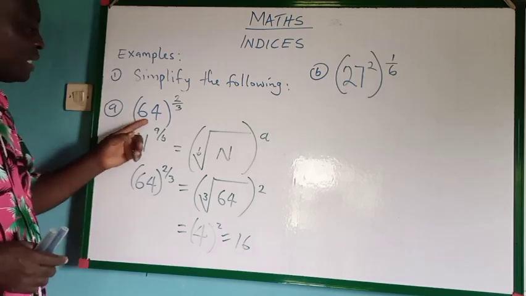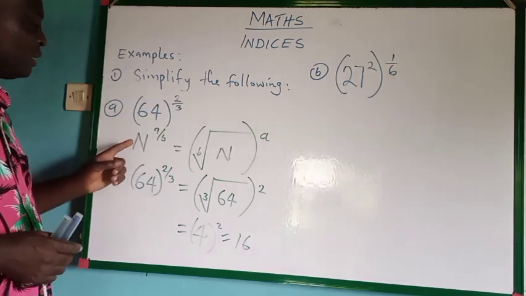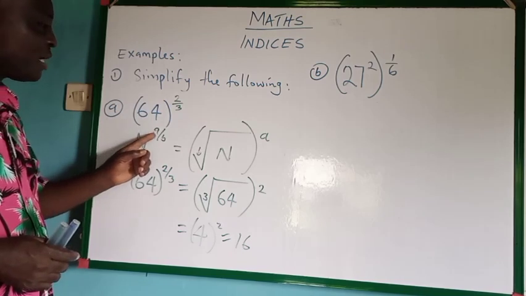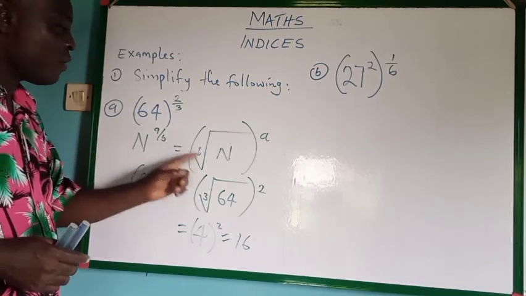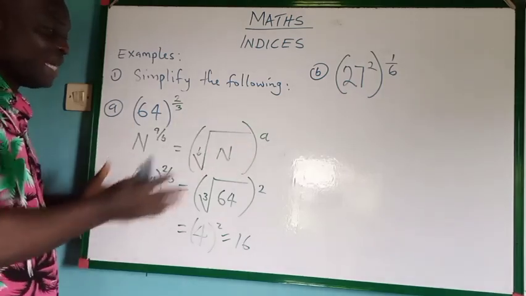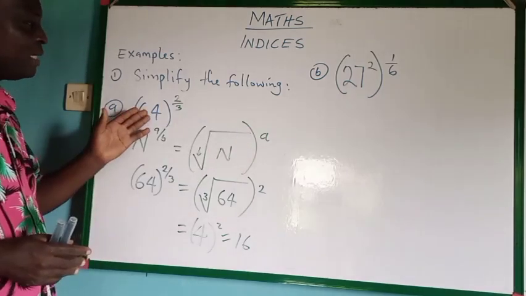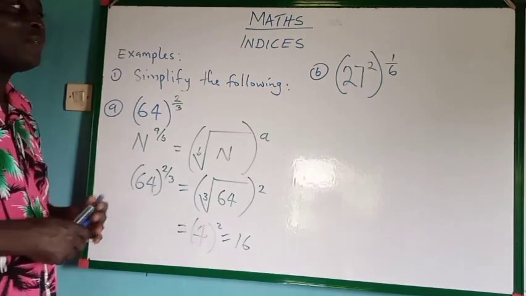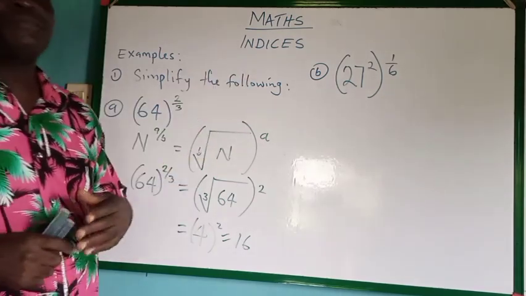Now look at it. 64 raised to power 2 over 3. The law says that when a number is raised to a fraction, the denominator becomes the root, while the numerator becomes the power. So that is the arrangement, and if we apply this to what we have here, we have this. Now let us look at the second one.